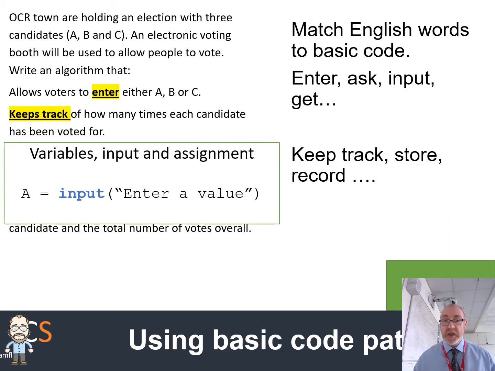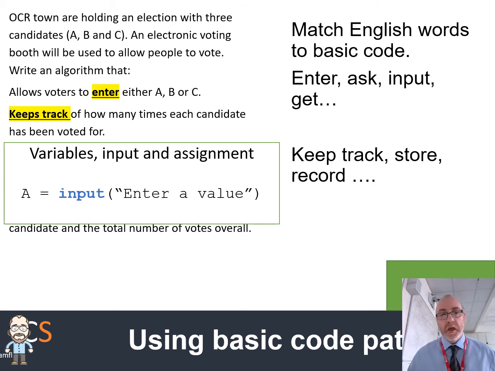A equals input. Well, I can just change it, can't I? Instead of going A equals input, I can put enter a value, enter the number of, enter a vote, okay? Is it A, B, or C? Okay, I might have vote equals input, who you voting for, okay? So what's my question? What's my prompt for the person? And what identifier will I use to store that value?